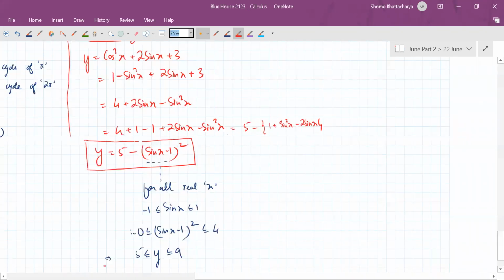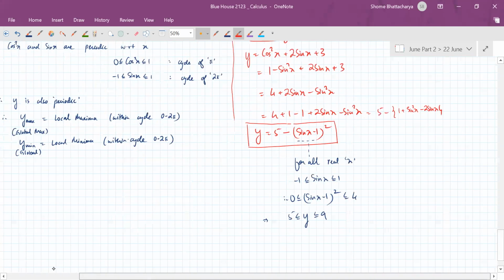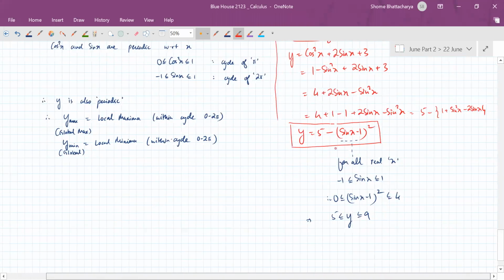So accordingly, the range will be between 1 and 5, because this whole term is ranging between 0 and 4. Therefore y will have a minimum value when this sin x minus 1 whole square is maximum, that is 4, so 5 minus 4 is 1. It will have maximum value when this term is minimum, which is 0, so it's 5.